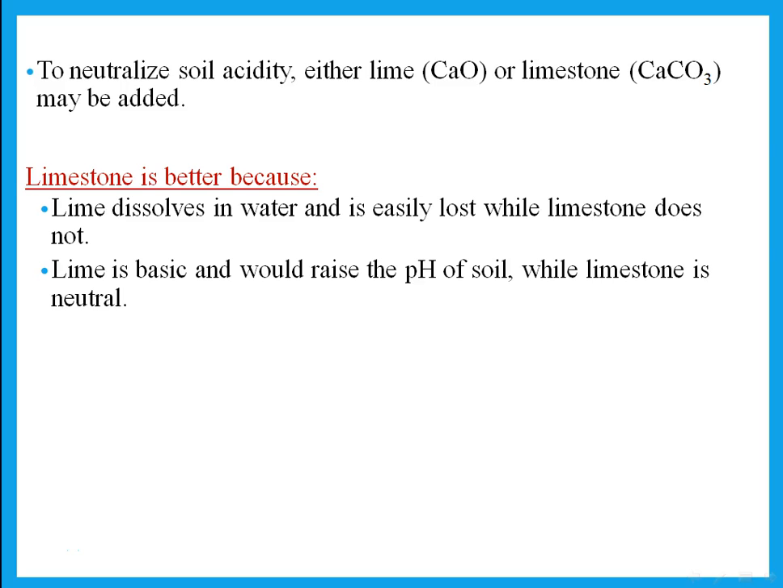Another reason is that lime is basic. Basic means if I add too much of it, then it will make the soil basic. It will raise the pH of the soil. That also is not good. Remember that for plants to grow properly, the soil should not be acidic, and actually it should not be basic. It should be somewhere neutral. So if we add too much lime, the soil becomes too basic, with a very high pH, while the limestone is neutral, so it will not increase the pH of the soil.